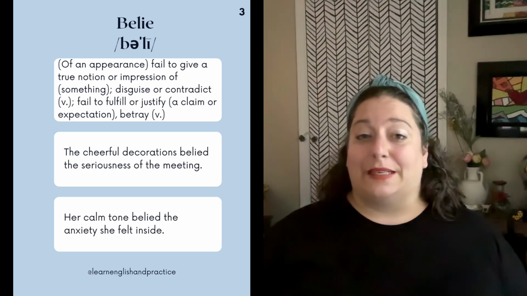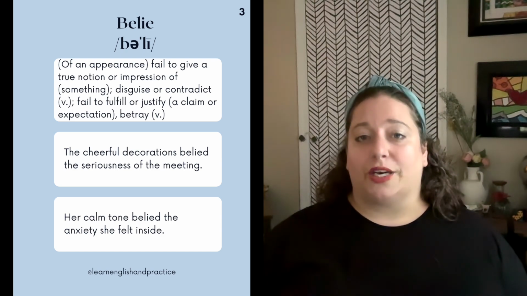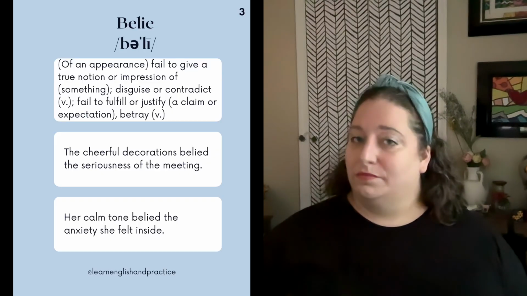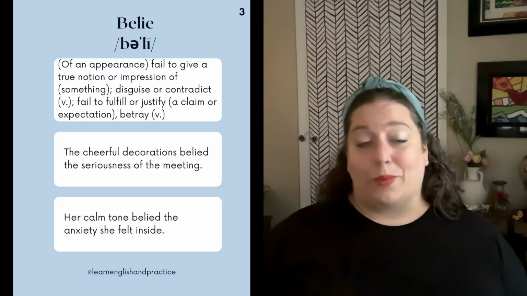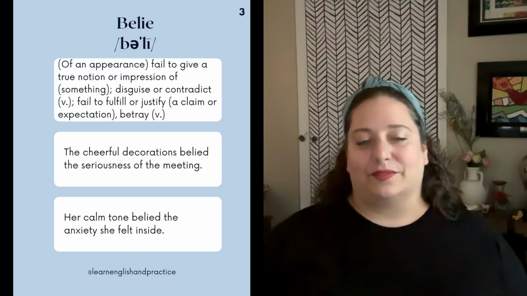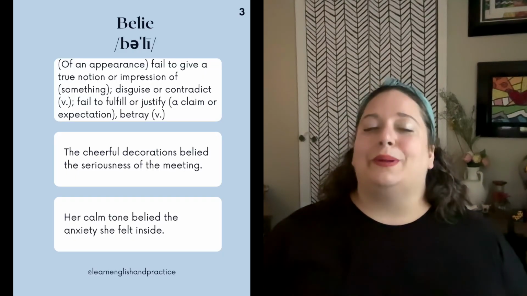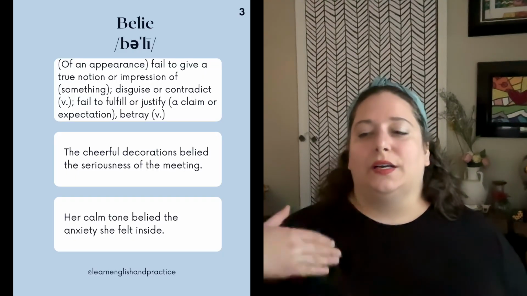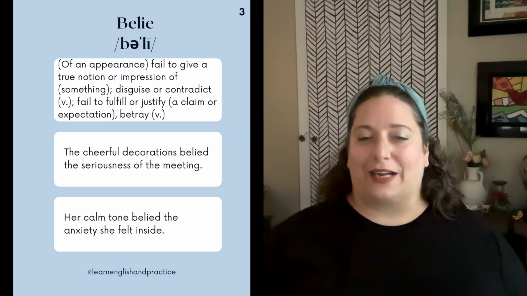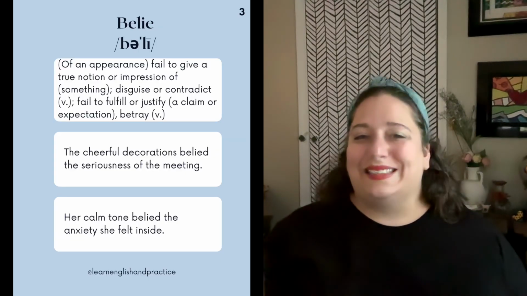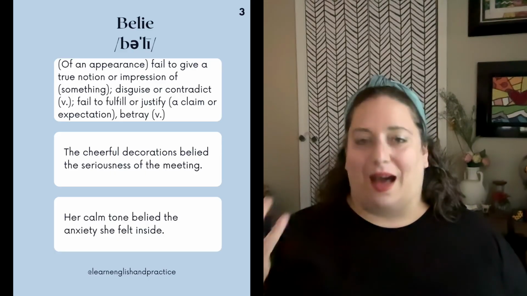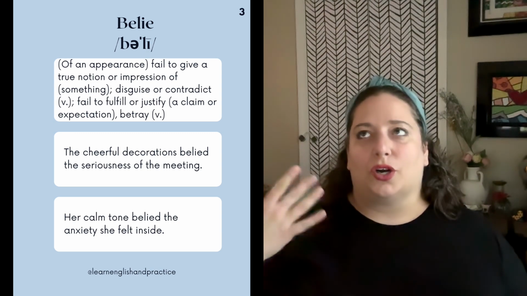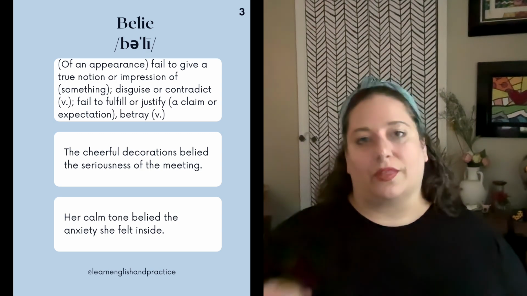Belie. This means fail to give a true notion or impression of something. Disguise or contradict, as a verb. Fail to fulfill or justify a claim or expectation. Betray, as a verb. So to belie is to do something or give the impression of something that isn't entirely true. And often when you belie something, you're trying to make it seem better than it is.